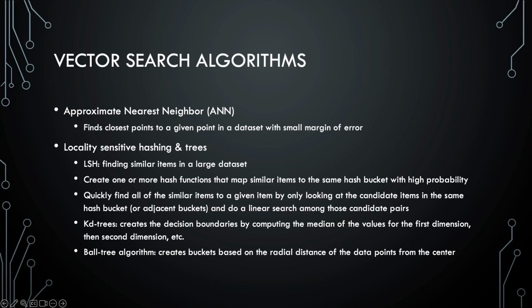KD trees is an algorithm that creates a decision boundary by computing the median of the values for the first dimension of a vector, then the second dimension, and so on. A ball tree algorithm creates buckets based on the radial distance of the data points from the center.